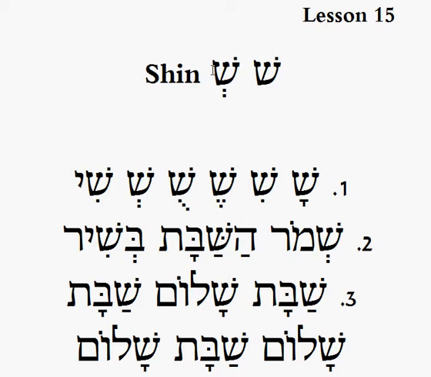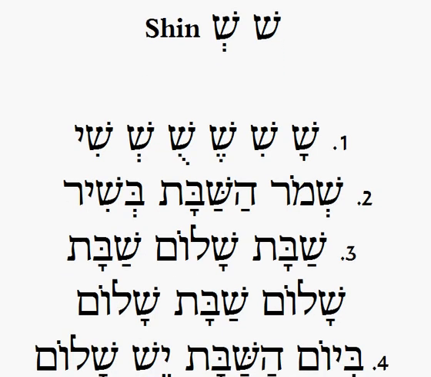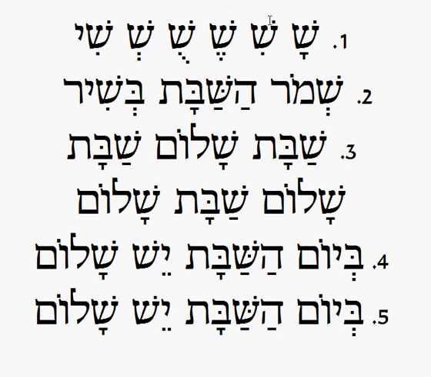This is lesson number 15, the letter Shin. Shin with or without the Shwa. The Shwa is a silent Shwa or it can be a vocal Shwa, but we will learn that much later, and we're not going to worry about that now. So here we're going to focus on this. Number one, we're going to start with Sha, She, Shu, Sh, She.